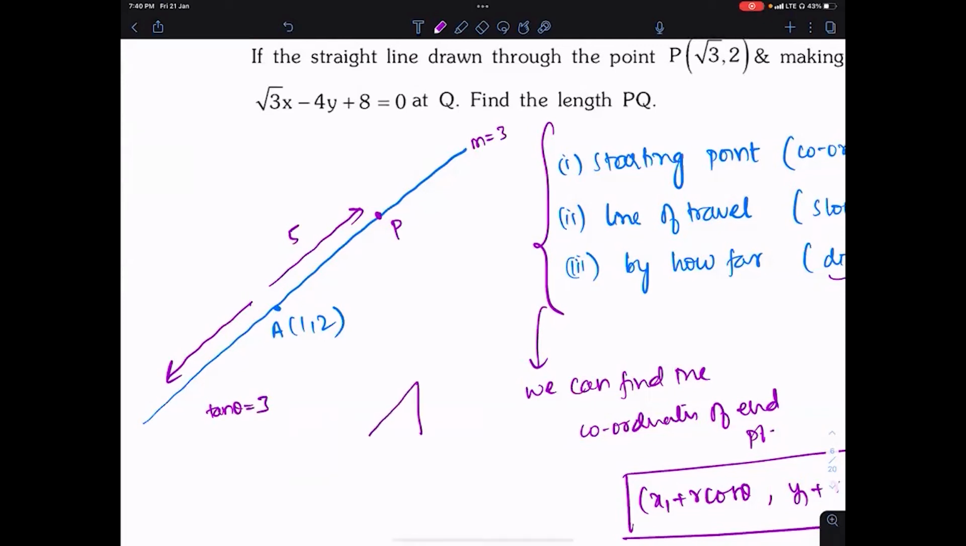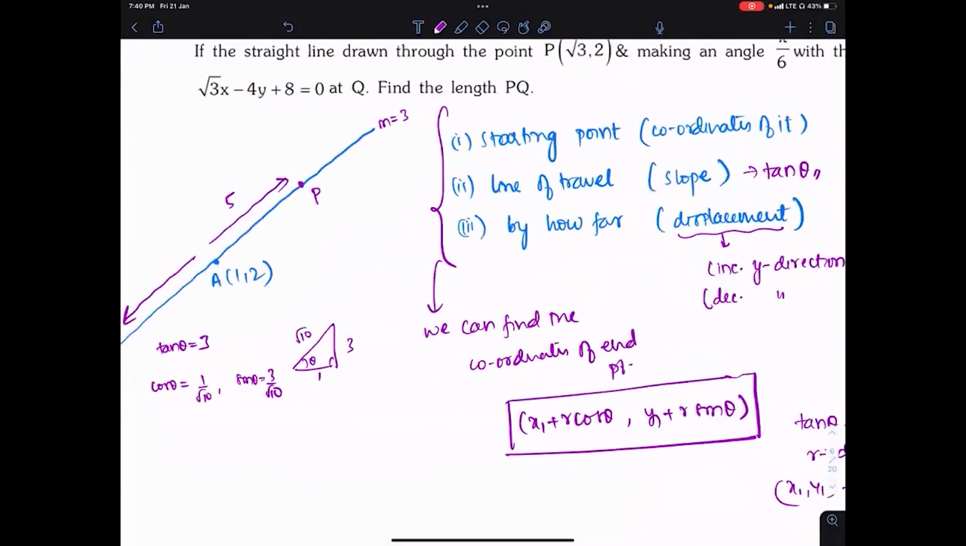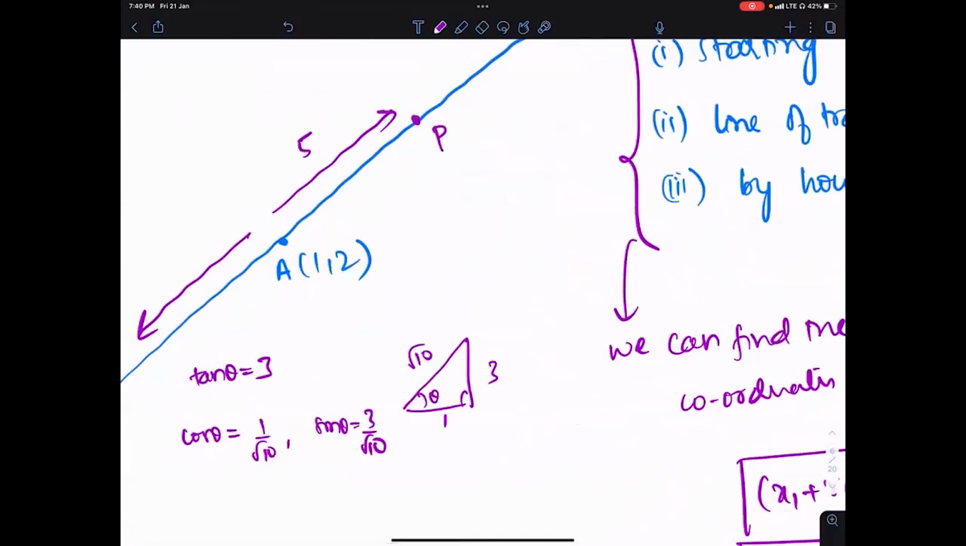Then tan theta is 3, which means this is how you draw the triangle, no? The hypotenuse is root 10. Then what will be cos theta? 1 by root 10. And sin theta is 3 by root 10. Because what is involved in the formula is cos theta and sin theta. There is no tan theta. So if you know the slope, you convert it into sin theta and cos theta. Slope we know means we know tan theta. Tan theta should be converted into cos theta and sin theta.